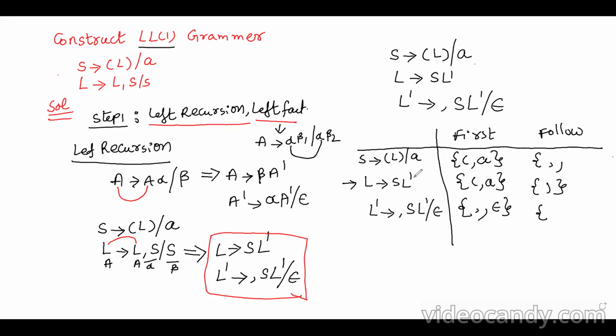Epsilon is substituted in place of L dash. Now what is the value of this one? Follow of L dash: this L dash will be vanished because of epsilon, so follow of L dash is follow of L. So follow of L is close bracket, comma. Remember, always the start symbol's follow should have dollar. So this is all about finding the follow of S.